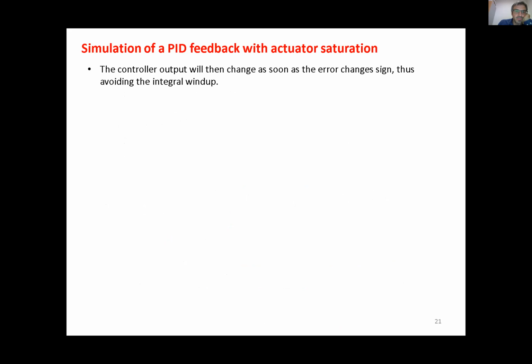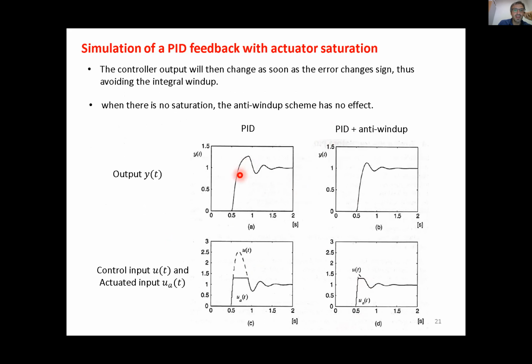To finalize, I show you some simulation with the actuation saturation. When there is no saturation, the anti-windup doesn't have any effect. When there is a saturation, we see that with anti-windup, the controller output changes as soon as the error changes sign, avoiding the integral windup. And we see here a situation without anti-windup. We have a very big oscillation, and we see that the controller output U is charging and discharging, while the saturated one is cut here. While in the anti-windup technique, we see that both are the same and they are properly clamped at the saturation level, and the oscillations are much smaller.